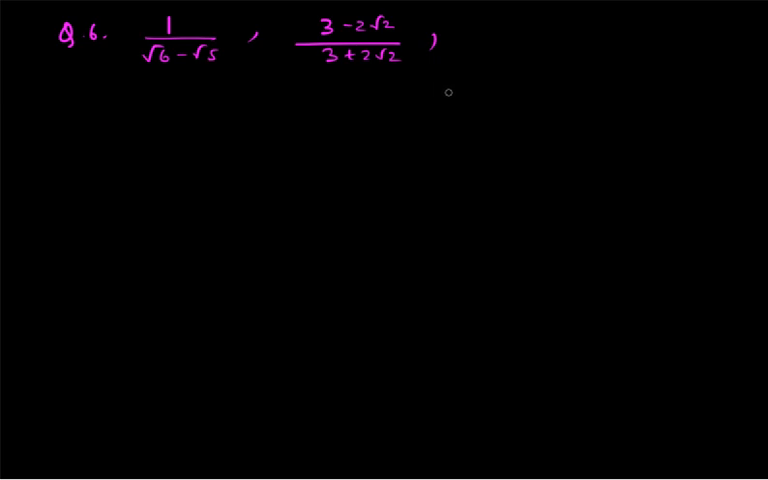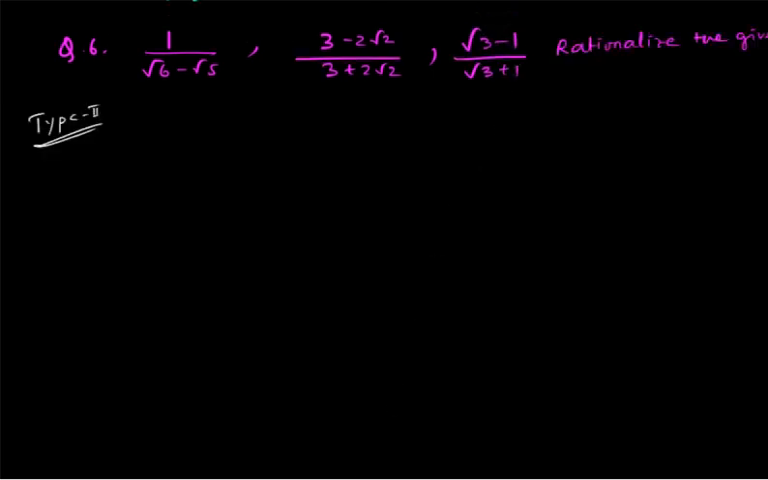So in this case, you have to rationalize the given questions. One is root 3 minus 1 by root 3 plus 1. What you need to do? Rationalize the given. In the type 2 questions, there will be two variables, a, b or x, y or m, n or p, q, whatever it is. You have to find the value of such variables. So let's see one question.